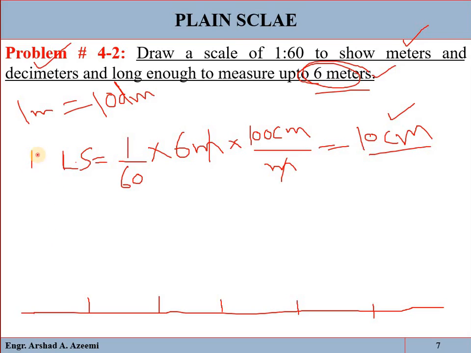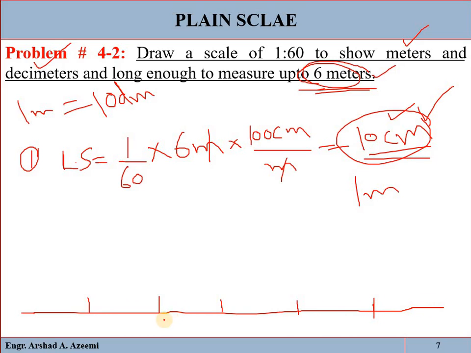So see, the first step is just determine the length of the scale. Second step is draw a line of 10 centimeter. Third step is divide that 10 centimeter line into 6 equal parts. Now see, one part will represent 1 meter, because 10 centimeter is representing 6 meter. So we have divided this in 6 parts, so one part will represent what?